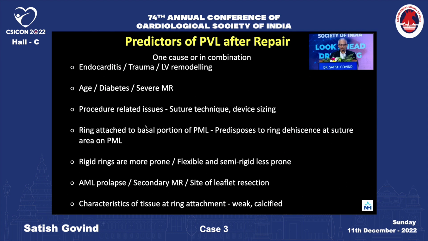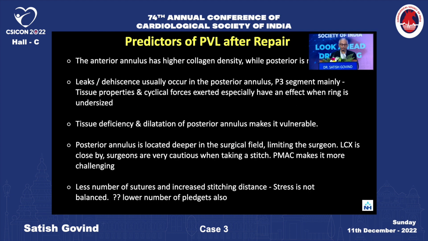If it is attached to the basal portion of the AML, this will predispose, and this can cause ring dehiscence at the suture area on the PML. And also the rigid rings are more prone. So we are seeing less and less use of the rigid rings and more of the semi-rigid or the natural rings. They are more chosen these days. And then AML prolapse, as I mentioned. And then the other one is where the ring is put in. If there is a lot of calcified area, and if the tissue is weak, that also makes it vulnerable.